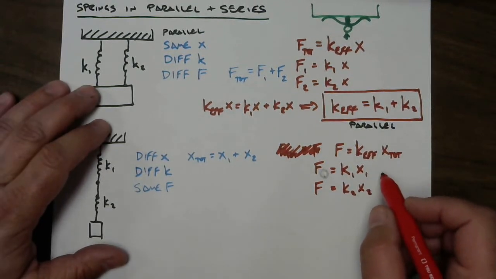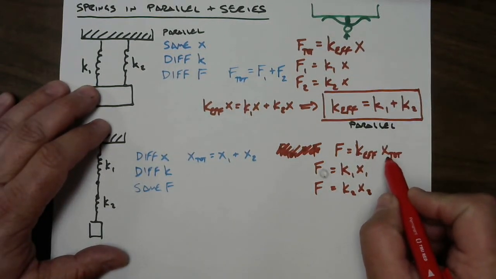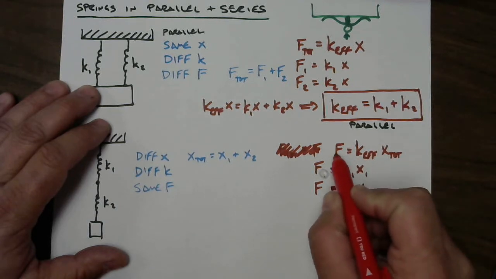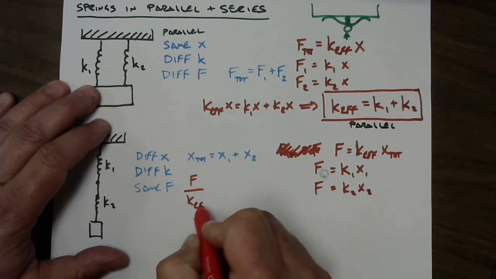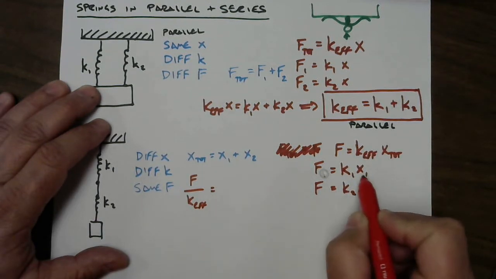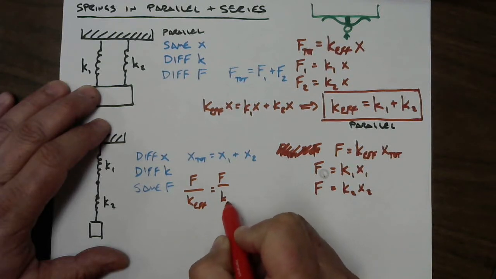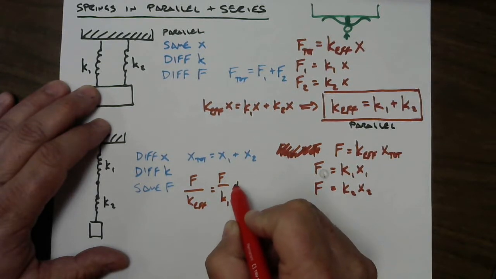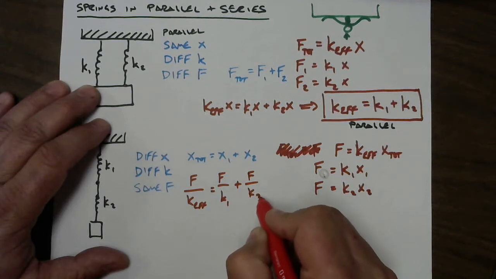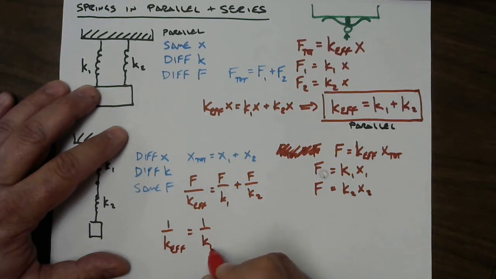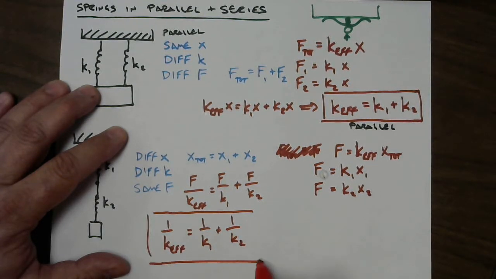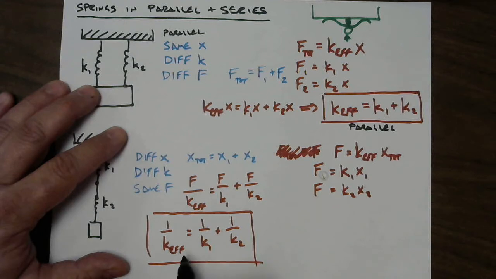Okay, so what we're going to do is we're going to rearrange each of these so that x total is going to be F over k effective. So x total becomes F over k effective, and x1 becomes F over k1, and x2 becomes F over k2. And the F's cancel out, leaving us with 1 over the effective spring constant equals 1 over spring constant 1 plus 1 over spring constant 2. And this is the rule if you are in series.